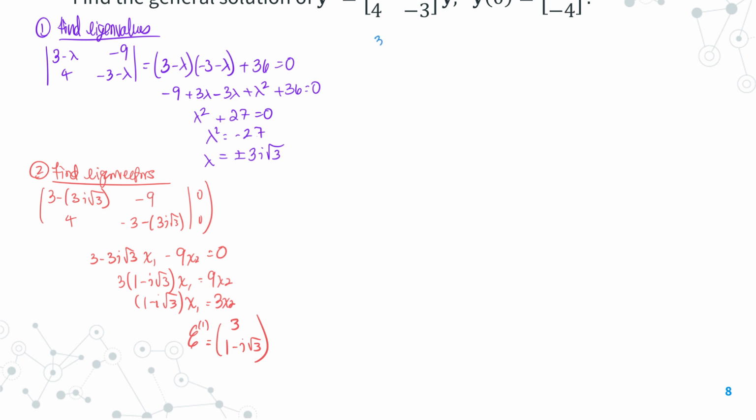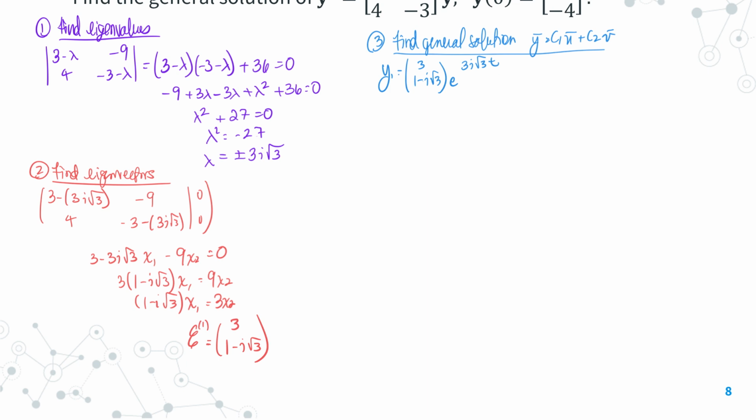All right, now we got to find our general solution, which is our y being c1u plus c2v. So let's do that. So for y1, we have 3 and 1 minus i root 3 times e to the 3i root 3 times t.